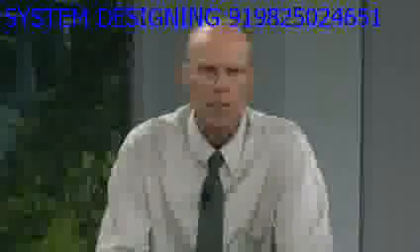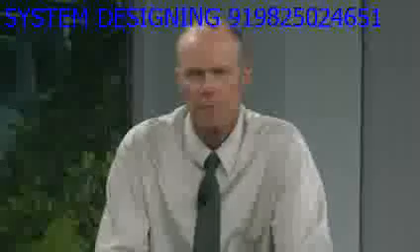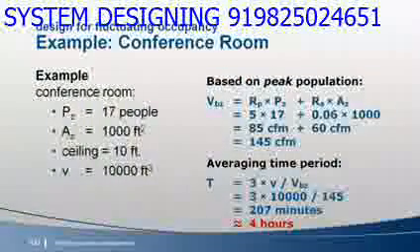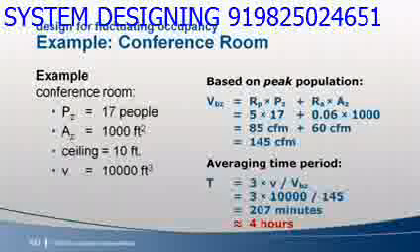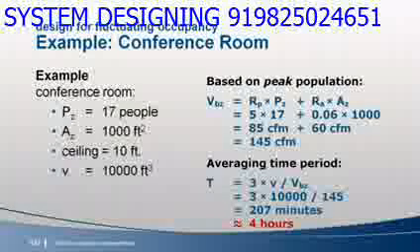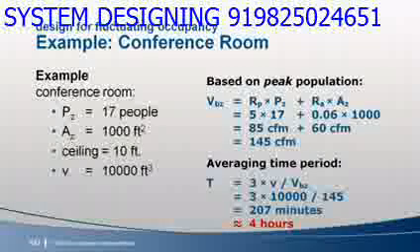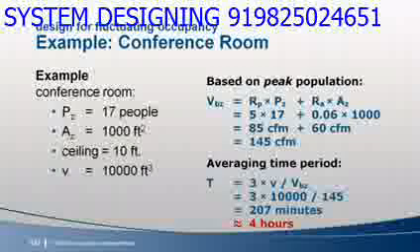Let's see what happens in the second example, the conference room. It's also 1,000 square feet with the same ceiling height, but the peak population is 17. When solving for the averaging time period for this zone, we get 4 hours. Even though the volume of the conference room is the same as the office, the higher peak outdoor airflow, 145 versus 85, reduces the allowable averaging time.